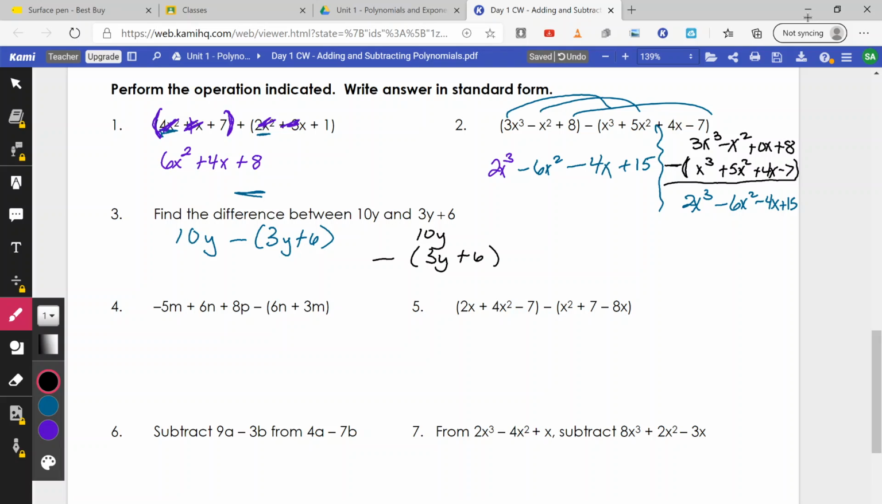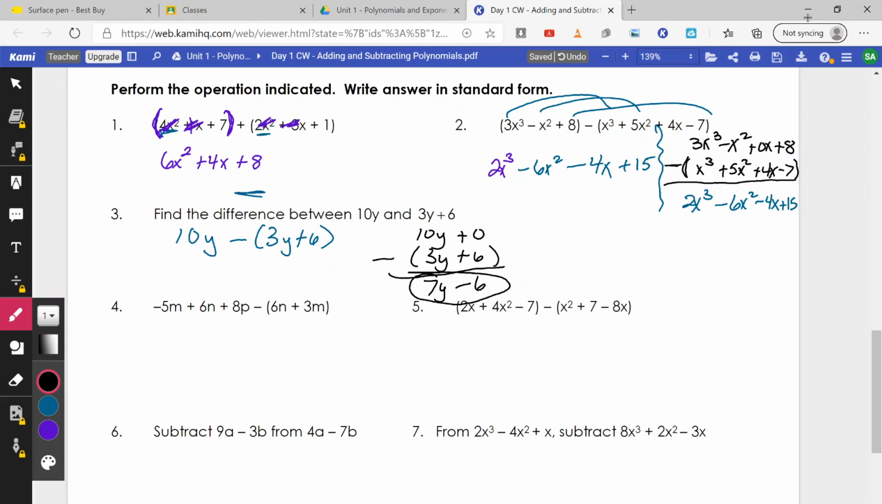So again, I'm lining up the variables accordingly. So 10y and 3y are vertical. There's nothing up top. So if I want to put a number up there, anytime I want to insert something, I can always just add a 0, and it's going to keep things the same. So 10y minus 3y gives me 7y, and 0 minus 6 gives me minus 6. So there's the difference, 7y minus 6.